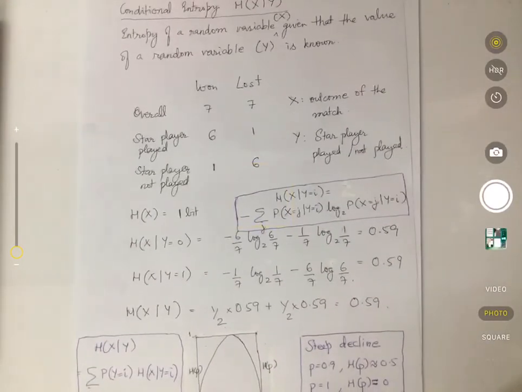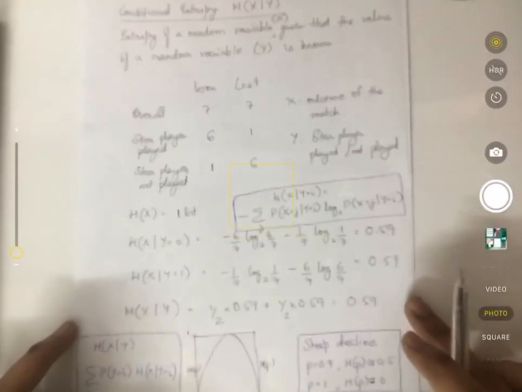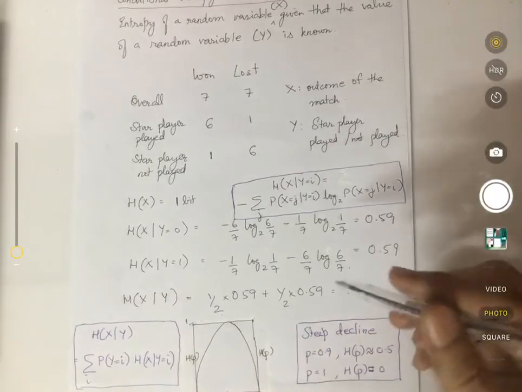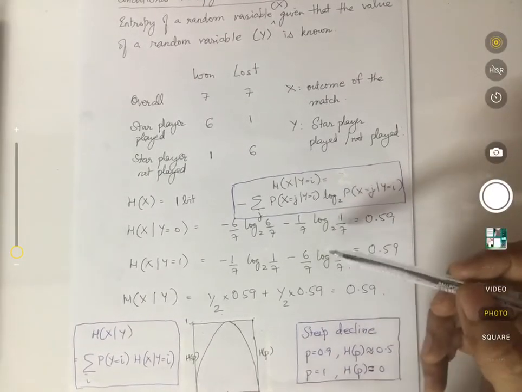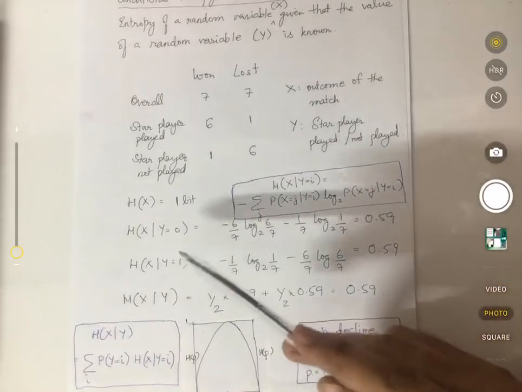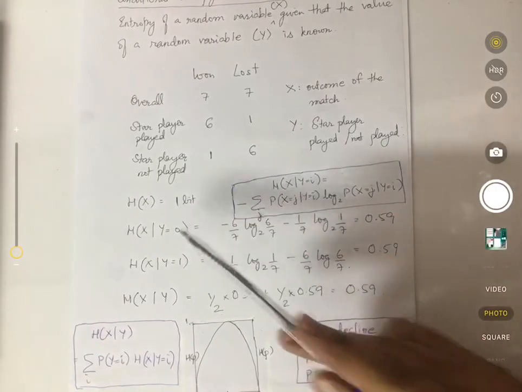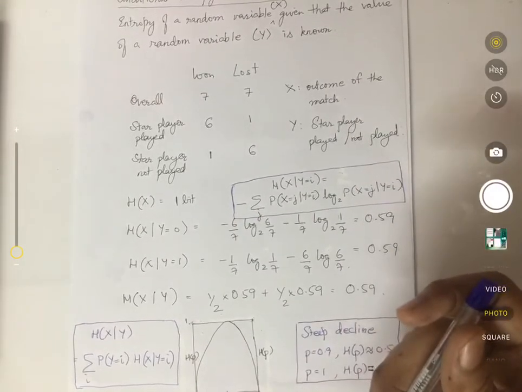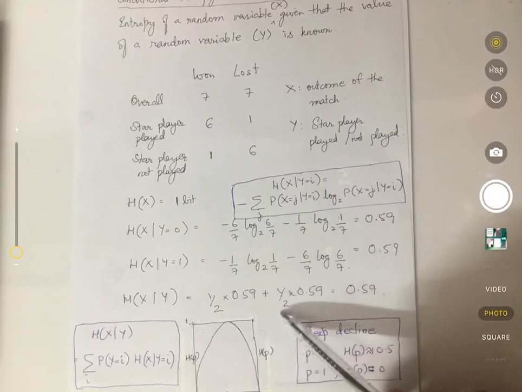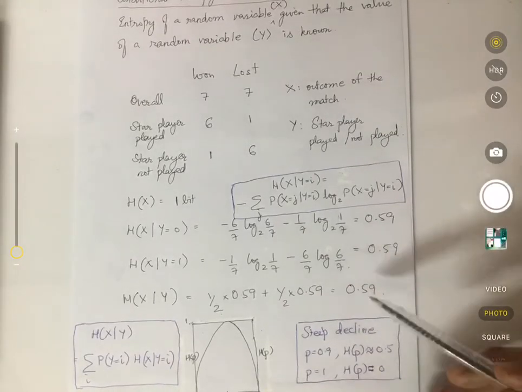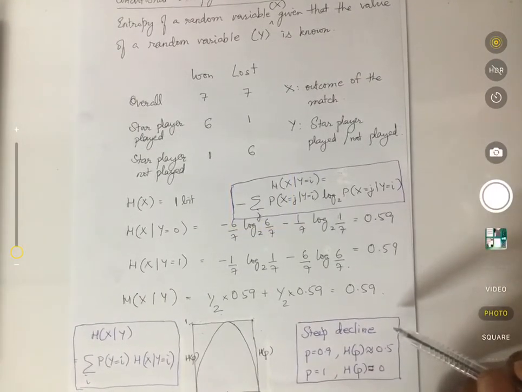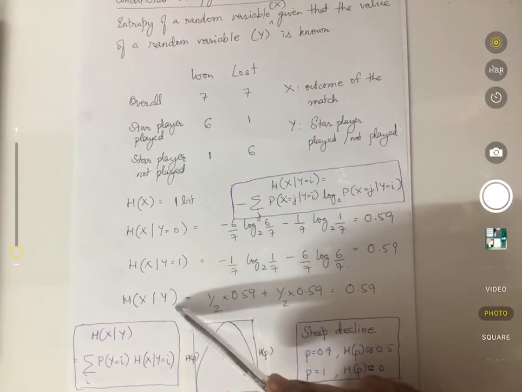And now we want to somehow combine both these values. We just want a single formula to reflect both of these, right? So we can say that we'll take an average, right? So we can average it out based on the occurrence probability of Y equal to 1 and the probability of Y equal to 0, right? And so when we do that, we get half into 0.59 plus half into 0.59, result is 0.59. Okay, so this figure here is actually called the conditional entropy.